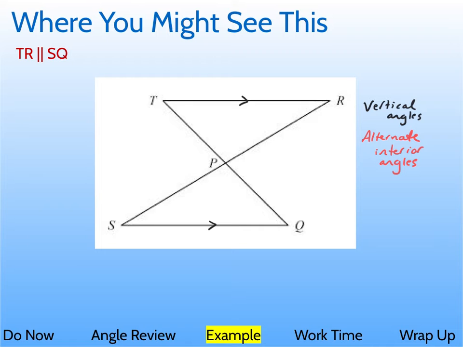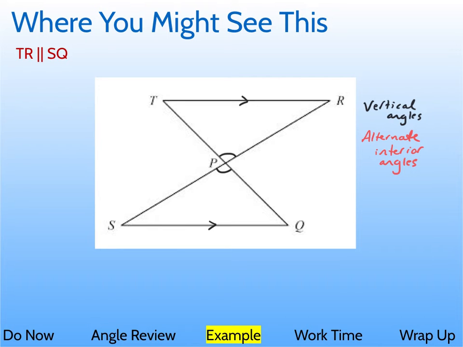The vertical angles right here are going to be right at the intersection. It's right here at point P. There are these, but we don't care about these, of course, because they're not really a part of the triangles we're looking at. We want these, so angle TPR and angle QPS. The vertical angles are always congruent right there.